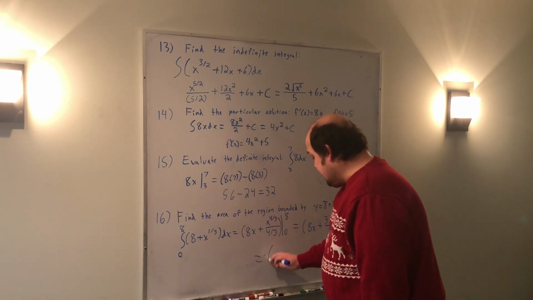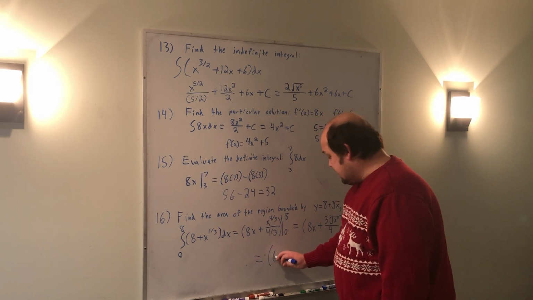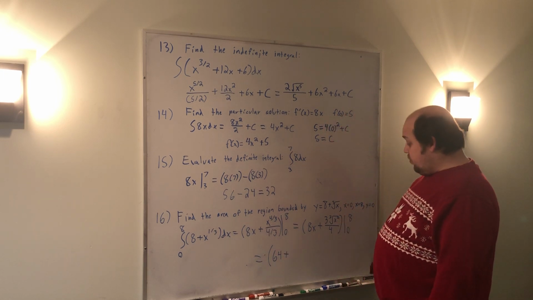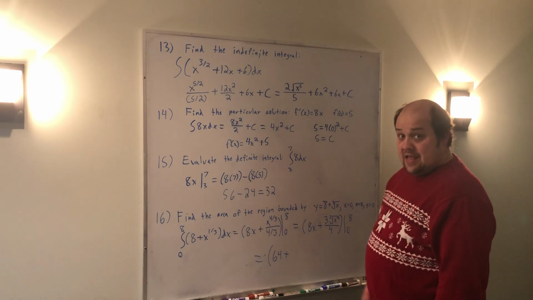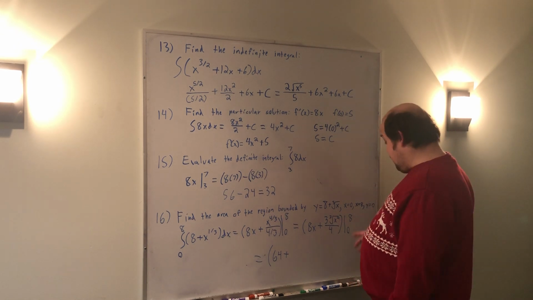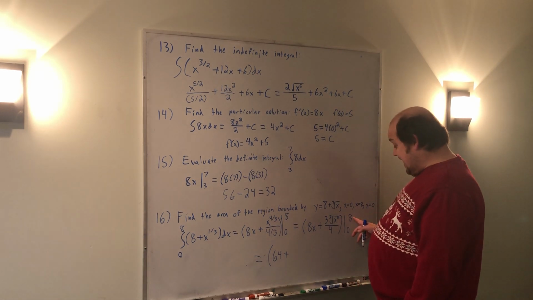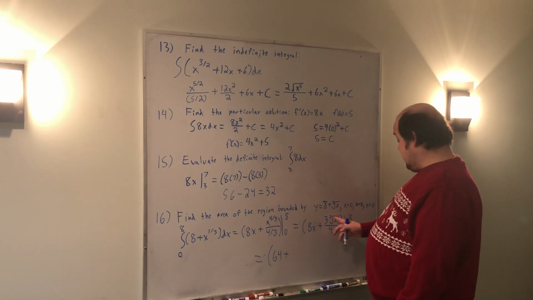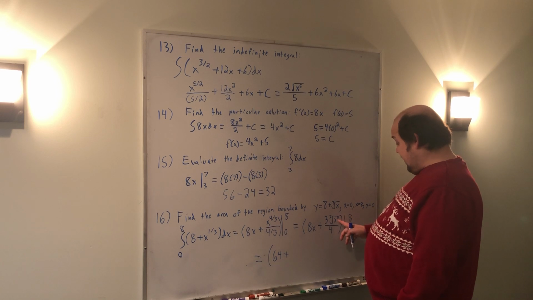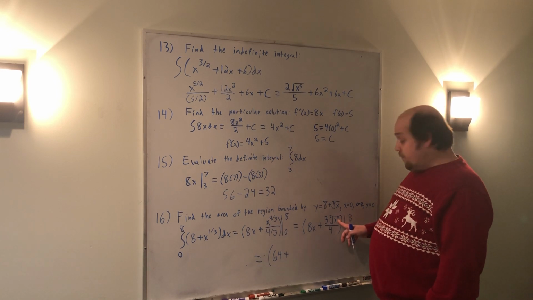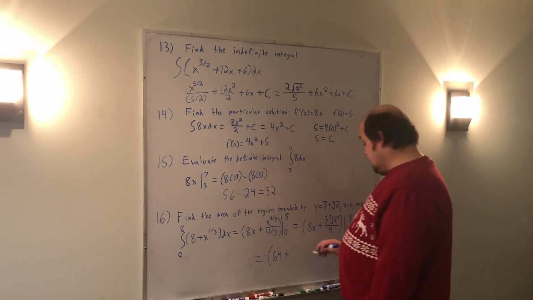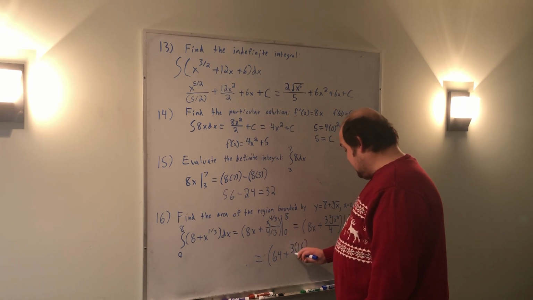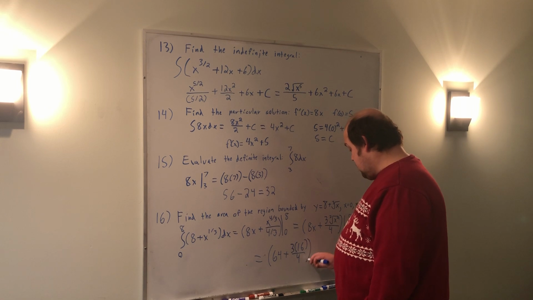When I put in 8 here, 8 times 8 gives me 64, plus the cube root of x to the 4th. I could do that in either order. The good news is I do know what the cube root of 8 is. The cube root of 8 is 2. So I'm going to do it that way and say the cube root of 8 is 2. If I take 2 to the 4th, 2 to the 4th gives me 16. So this becomes 64 plus 3 times 16 over 4.